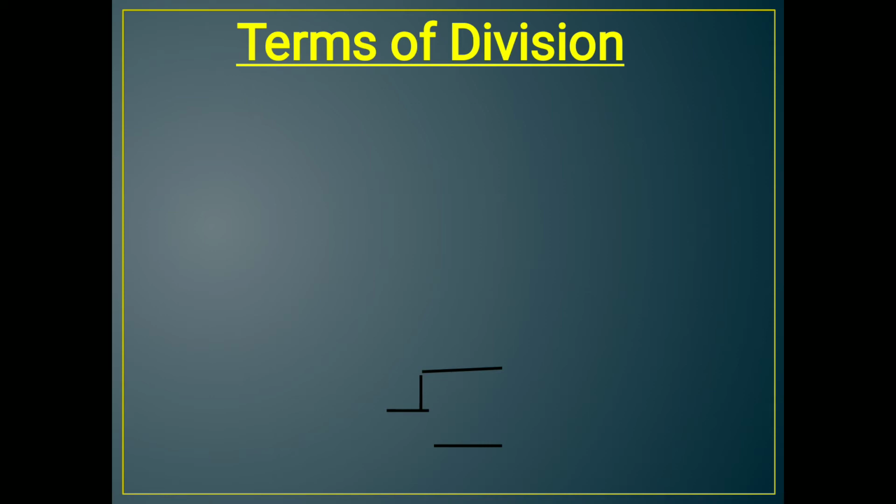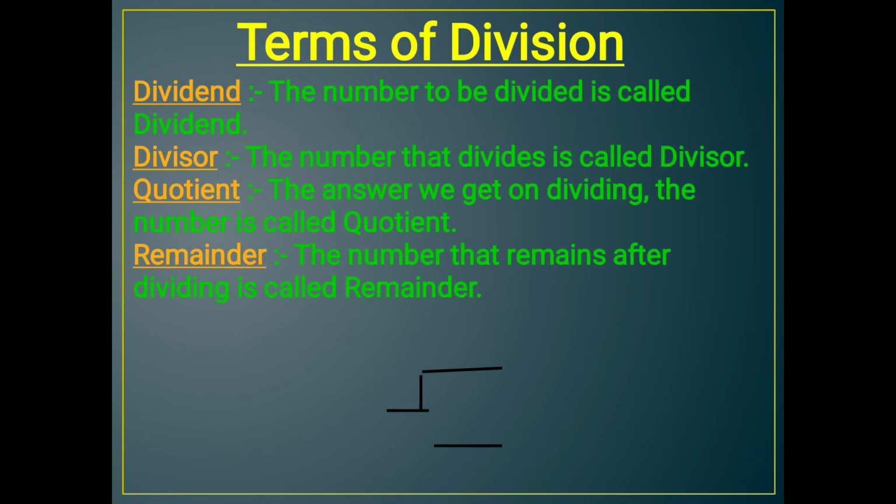Now next is terms of division. There are 4 terms we use: dividend, divisor, quotient and remainder. So what is dividend? The number to be divided is called dividend. What is divisor? The number that divides is called divisor. What is quotient? The answer we get on dividing the number is called quotient. Remainder. The number that remains after dividing is called remainder.